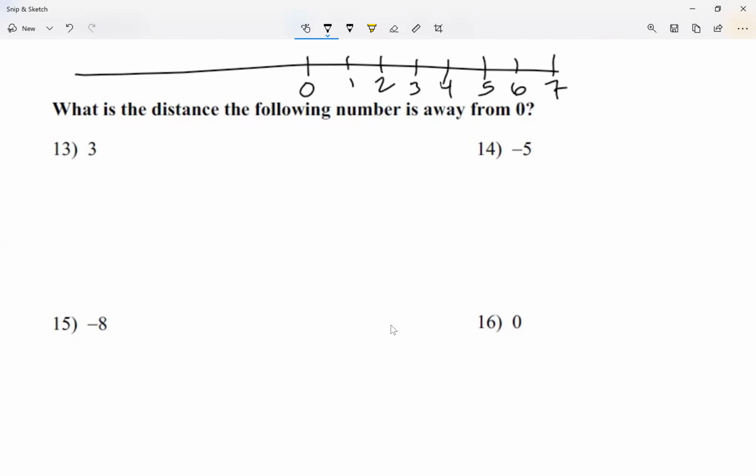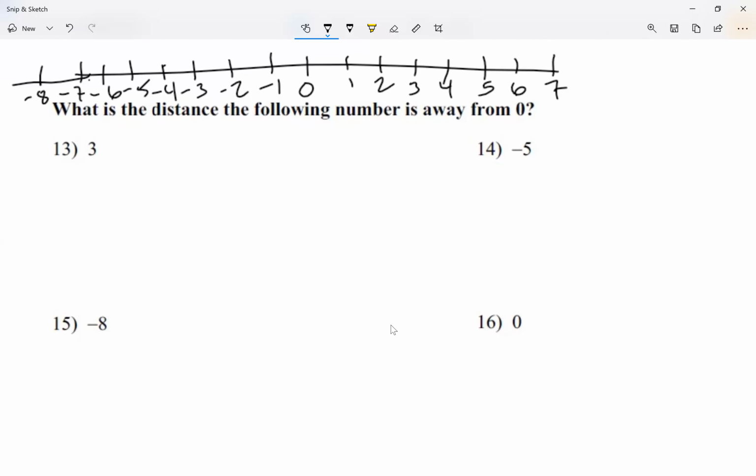On the left side, I have my negative values. So I have a -1, -2, -3, -4. Again, I go as far as I need to go. In this case, let me go as far left as a -8. If you need to extend the number line, by all means do so.